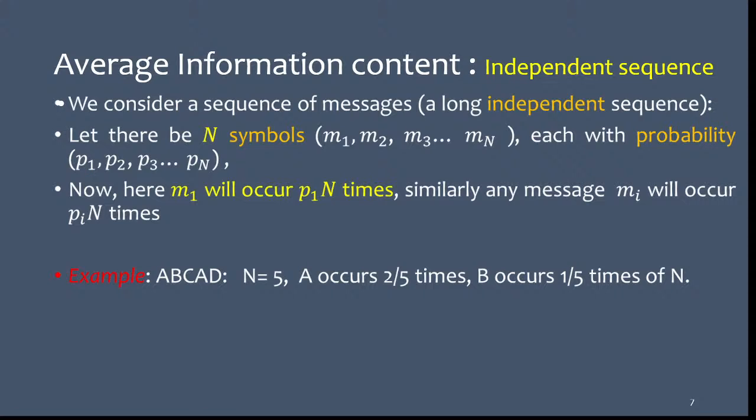For example, tossing a coin. I toss the coin for the first time. Of course, it's a very fresh attempt. I may get a head or a tail. I toss the coin the next time, and the outcome will not be influenced by the outcome of the previous toss of the coin. So that is an independent sequence or independent event. We are talking about such events. In this context, how to find the average information content, that's the main discussion right now.